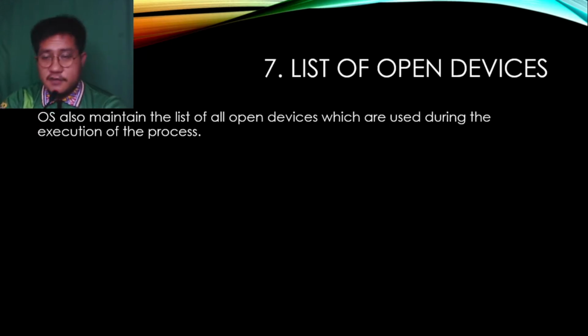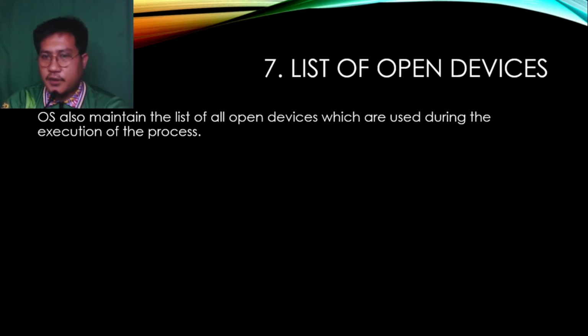Number 7 is the list of open devices. The OS also maintains the list of all open devices which are used during the execution of a process. Most of the processes in a computer will not be complete without input and output, and most of our inputs and outputs are peripherals, a list of devices.